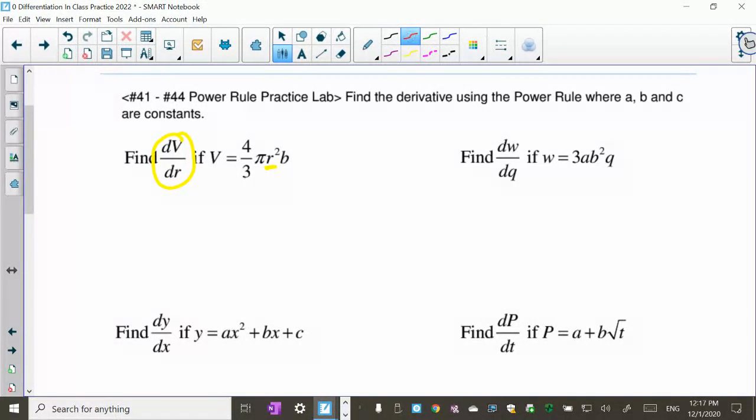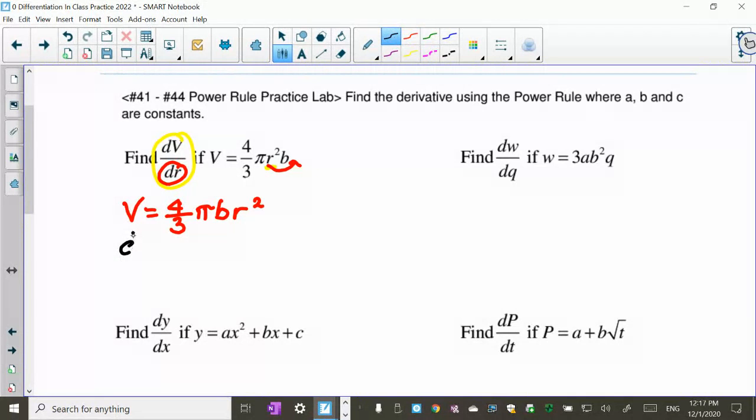So what I told everybody to do is to rewrite this so that whatever you're taking the derivative of is going to be the last thing. So I'm just going to move it here. The other thing I wanted to tell you, a, b, and c are constants, so they're numbers, all right? So I'm going to rewrite that as v equals 4/3, because that's a constant, pi is a constant, b is a constant, and then I'm going to put the r squared at the end, because that is my variable.